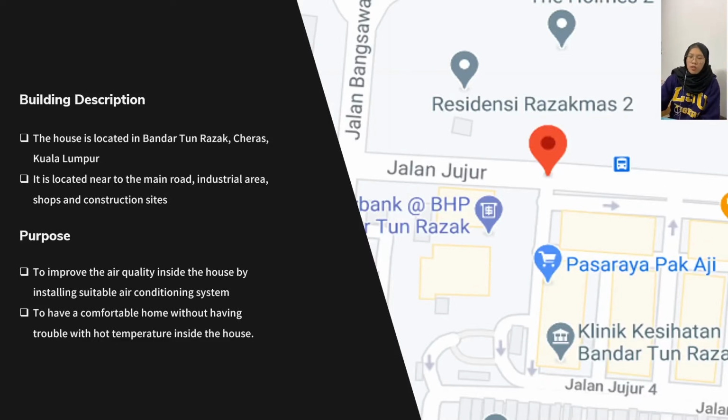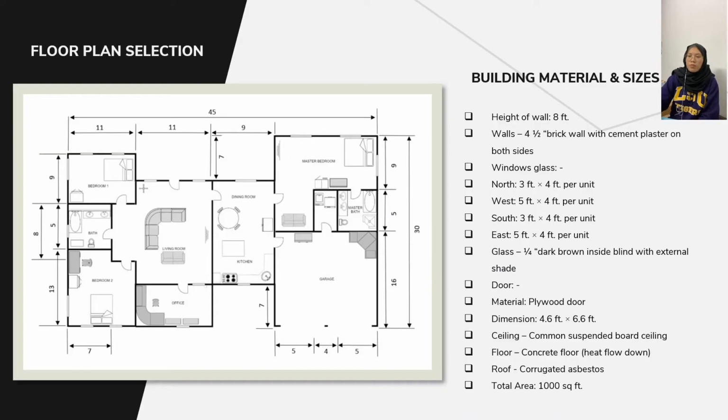The house is located in Bandar Tun Razak, Cheras, Kuala Lumpur, and it is located near the main road, industrial area, shops and construction site. The purpose of installing the air conditioning system for this house is to improve the air quality inside the house by installing a suitable air conditioning system and to have a comfortable home without having trouble with hot temperature inside the house. This is the floor plan selection for the terrace house.